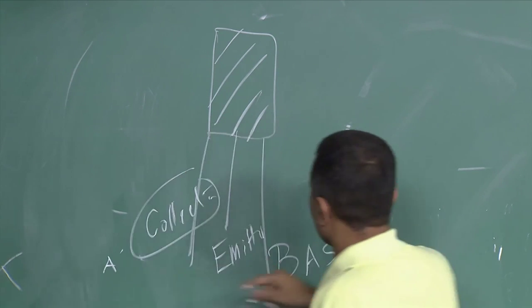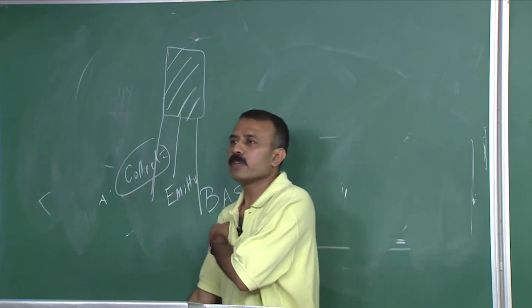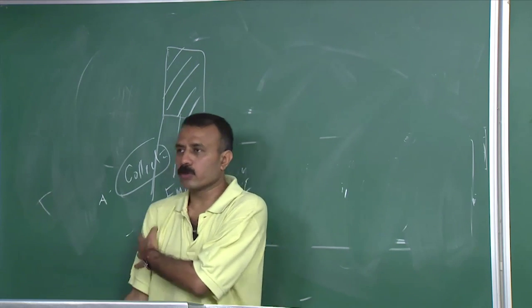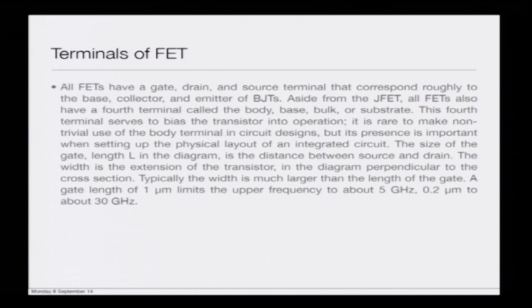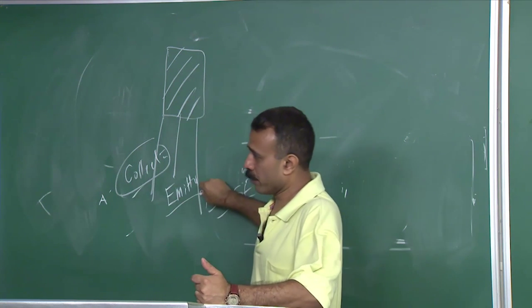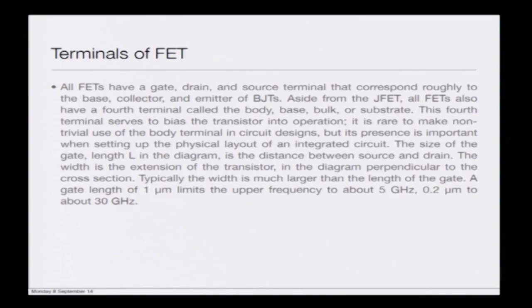Similarly, FETs also have different terminals, and today we will talk about the terminals in this slide. If you look at the slide, all FETs have a gate, a drain and a source terminal that correspond roughly to the base, collector and emitter of the BJTs. So the correspondences are the gate, drain and source. Aside from the JFETs, all FETs also have a fourth terminal called the body, base, bulk or substrate. These are all synonymous.